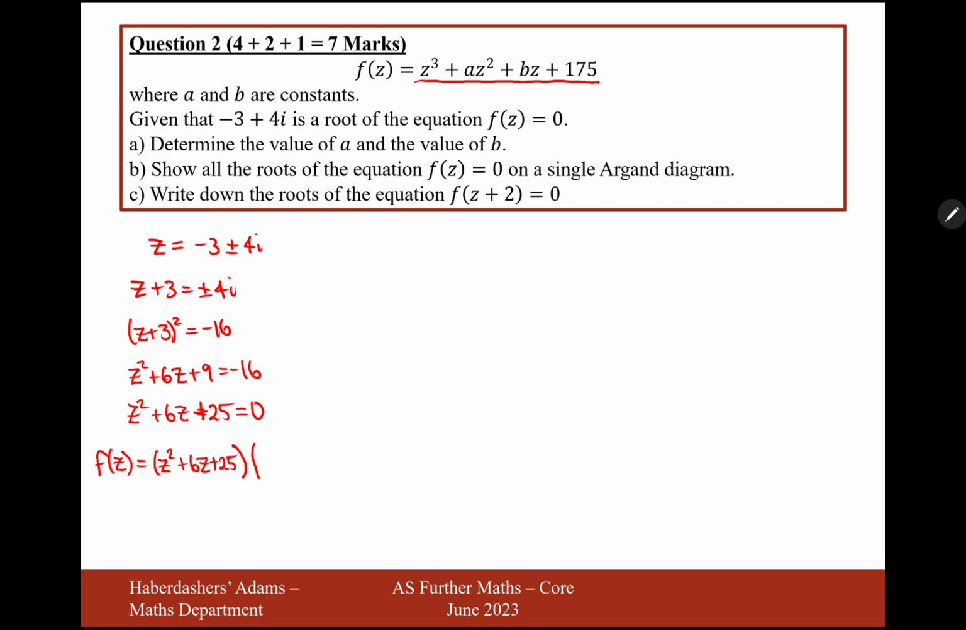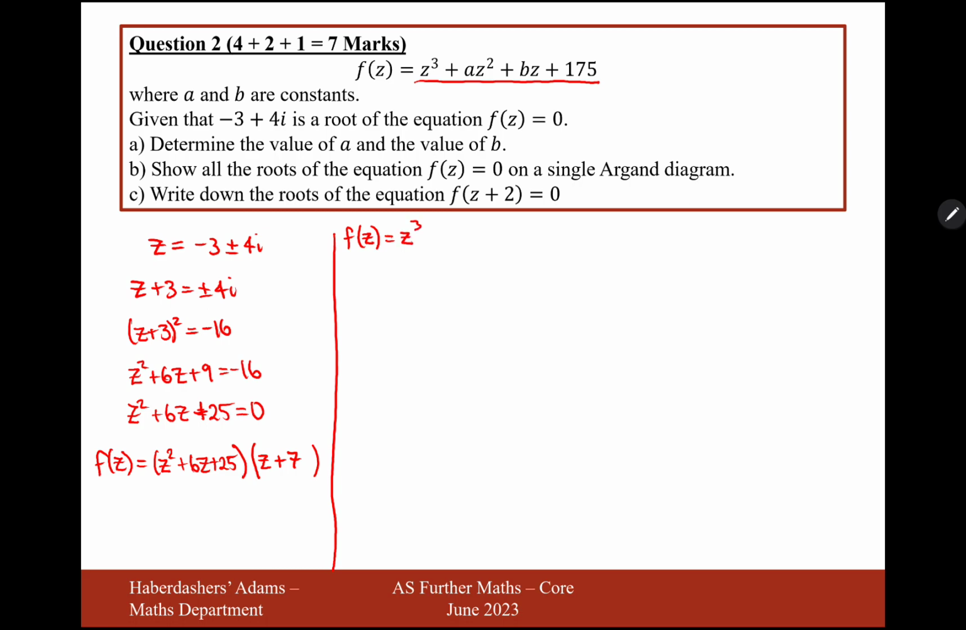Then we need to think about what the other factor is. It must expand to give 175 at the end. So 175 divided by 25 gives us 7. So it must be z plus 7. So this is what f of z must look like factorized. All that leaves me to do is to expand the brackets, and then that leads me to work out what a and b are.